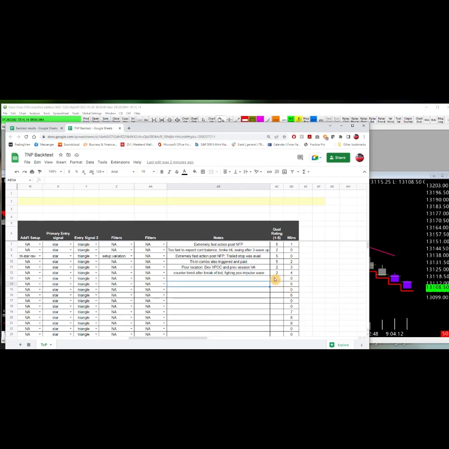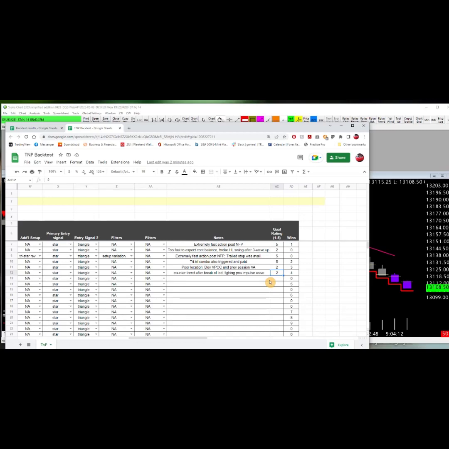A 1 basically means I should never have taken the trade. Something was wrong with it, right? I didn't have the proper setup. I didn't consider the location. Some kind of information was left out and I shouldn't be taking those trades from my subjective point of view. A 2 is maybe I made a mistake, but it was almost okay. And then a 3 or 4 or a 5, I'm rating as trades that work often enough.